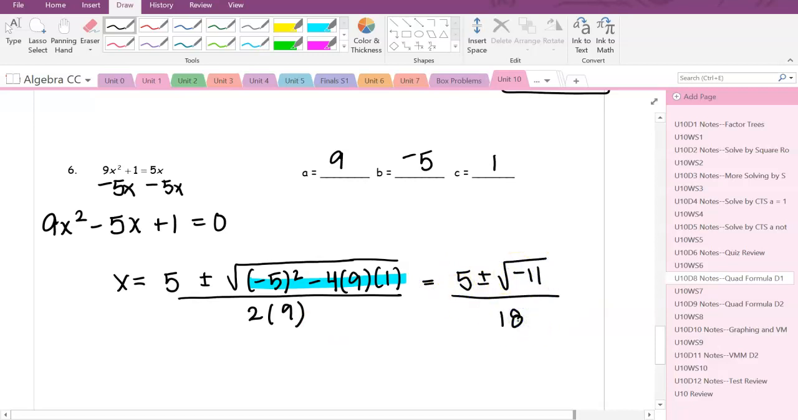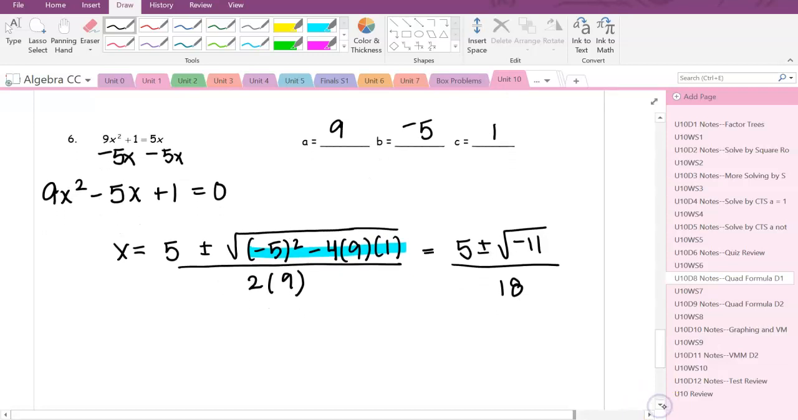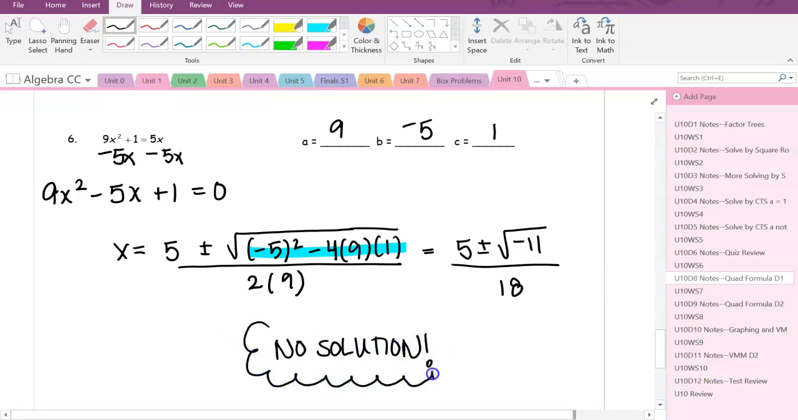But wait, can we take the square root of a negative 11? We cannot. If you try to type it into your calculator, you're going to get an error. And so what you've probably guessed is for this type of problem, we're going to call this no solution. Okay, this one cannot be solved. And we'll talk about what this means graphically, finally, in one of our next sections.